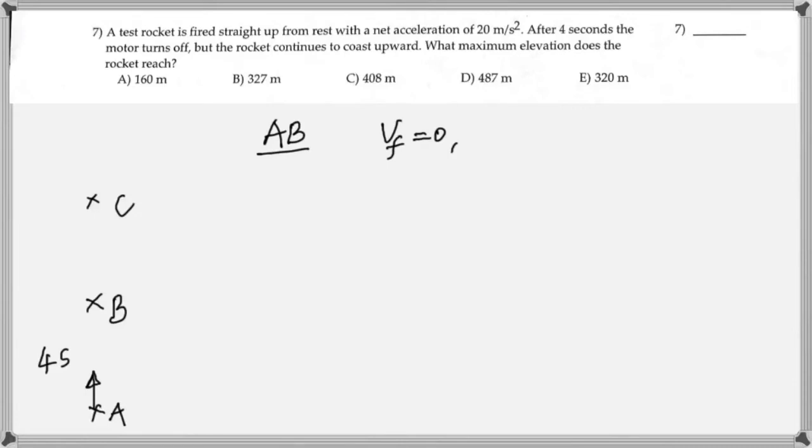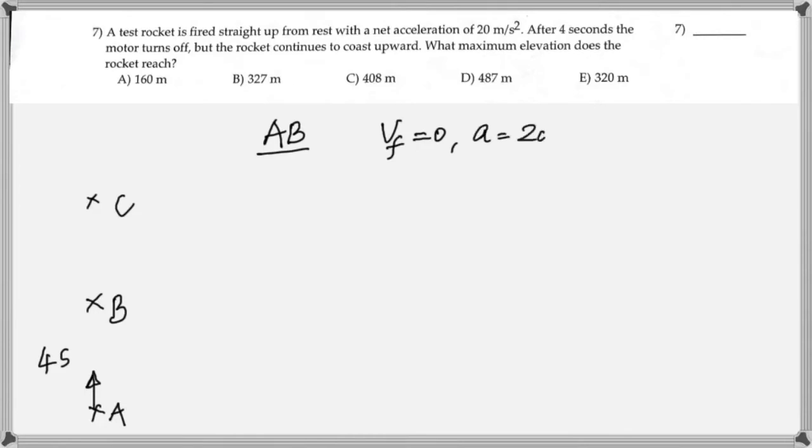Now there are 2 steps in this, as I've shown in the diagram. From A to B, it has an acceleration of 20 meters per second squared. After that, it just has the acceleration due to gravity, which is negative 9.8 from B to C. So let's do it step by step.